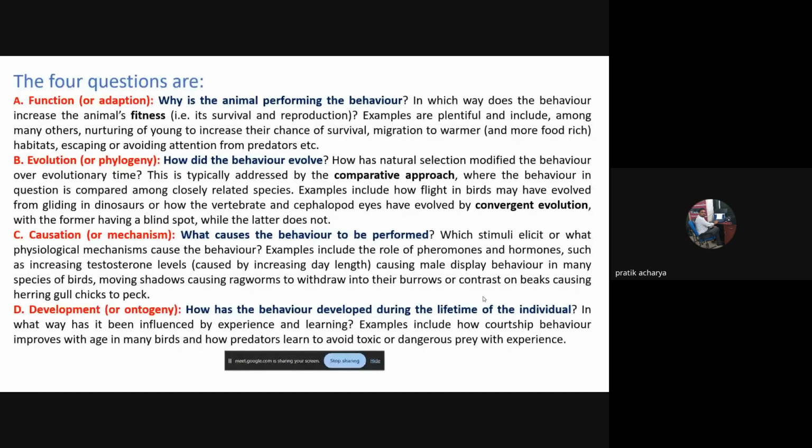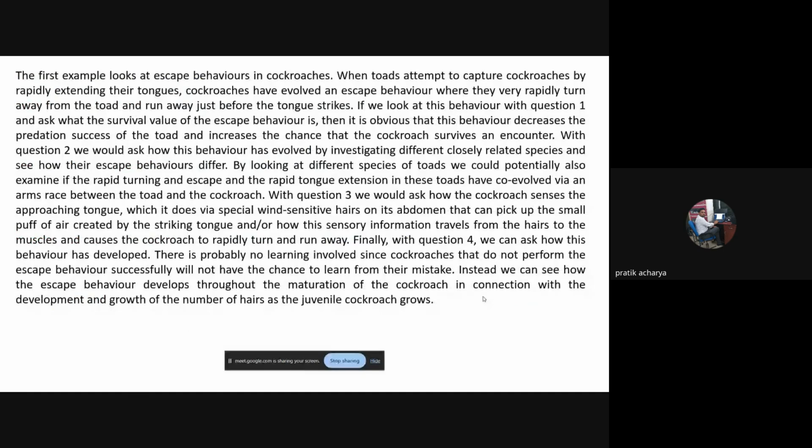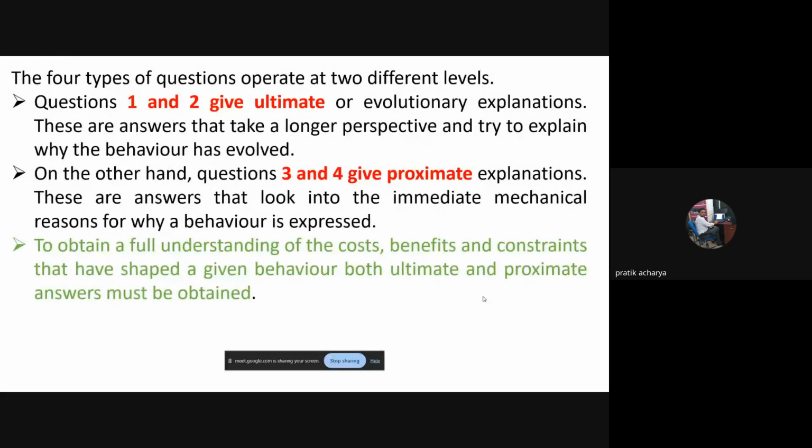So these are the 4 questions and certain examples. Already what I have discussed, these examples show or mark this discussion. Now, the next part of your syllabus is that these 4 questions actually operate on different levels.